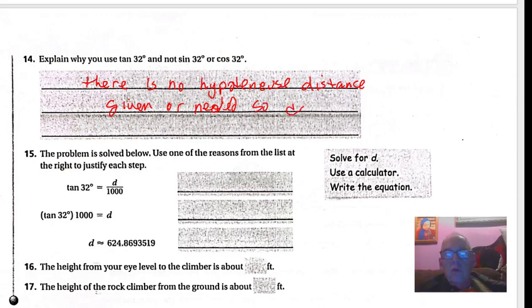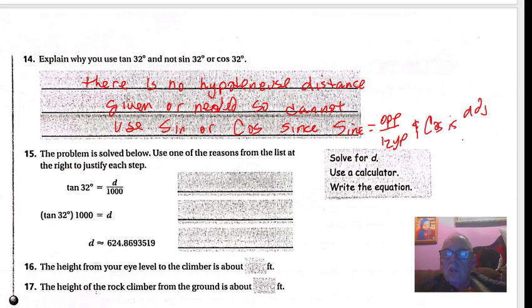So we cannot use sine or cosine since sine is opposite over hypotenuse and cosine is adjacent over hypotenuse.